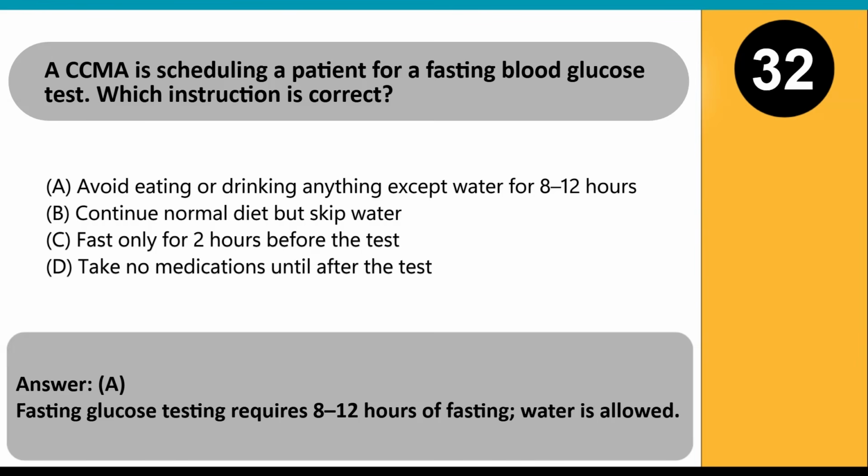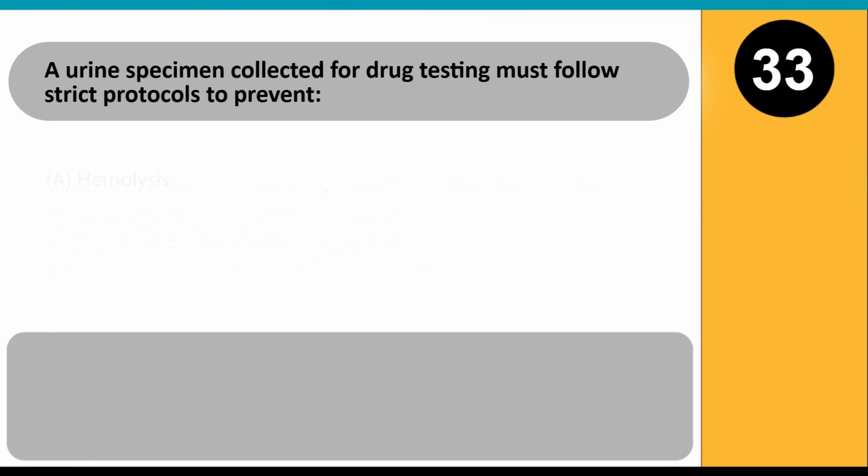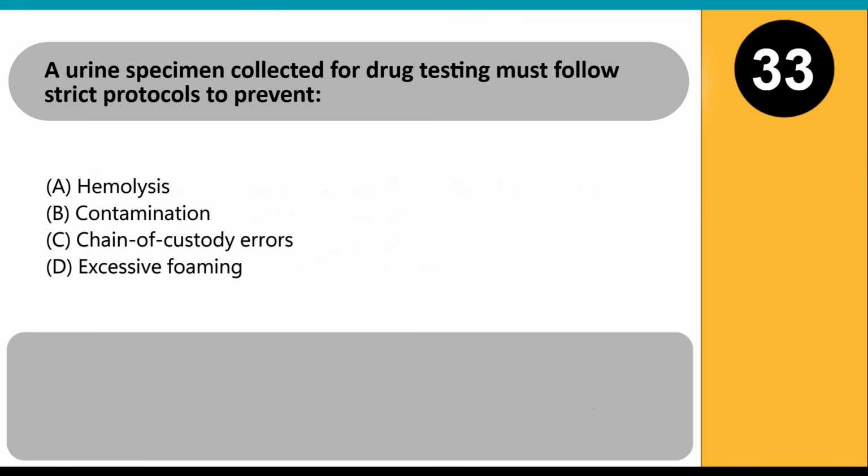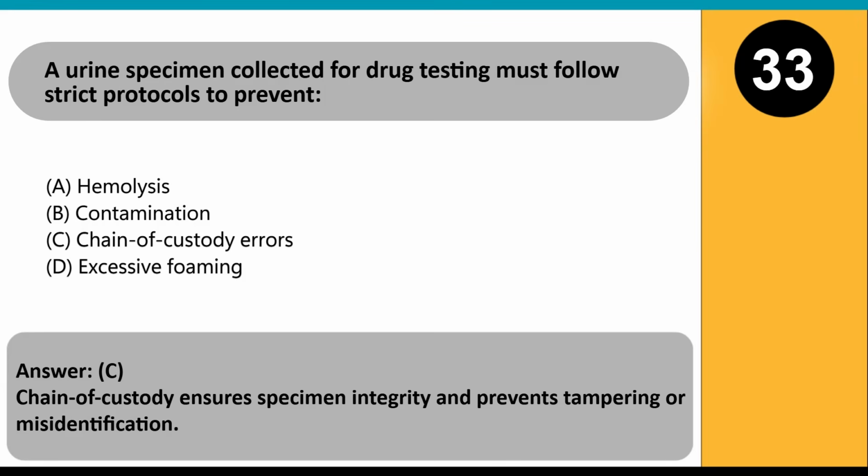Water is allowed. A urine specimen collected for drug testing must follow strict protocols to prevent: A. Hemolysis. B. Contamination. C. Chain of custody errors. D. Excessive foaming. Answer: C. Chain of custody ensures specimen integrity and prevents tampering or misidentification.